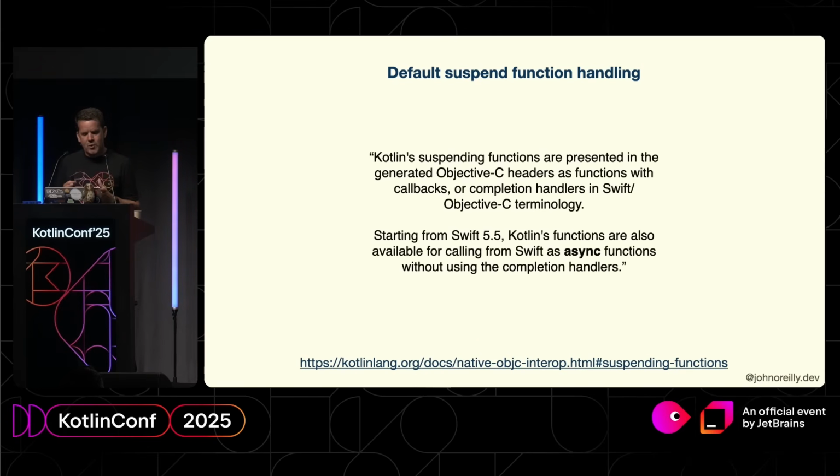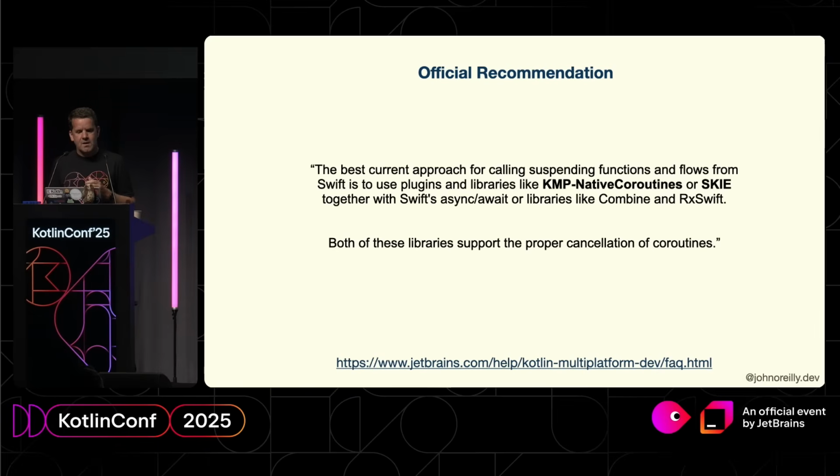Not going to focus too much on this approach, as there's third-party solutions that are generally used these days to provide concurrency interop, as we'll see shortly. Just to mention that the official guidance from JetBrains is also to use these third-party solutions, such as KMP-NativeCoroutines and SKIE. And as mentioned here, both of these libraries support proper cancellation of coroutines. By the way, we're focusing here on interop with the Swift structured concurrency capabilities added in Swift 5.5, as they map quite nicely to how structured concurrency works in Kotlin. There are also, through these libraries, ways to support other iOS concurrency frameworks, such as Combine and RxSwift.